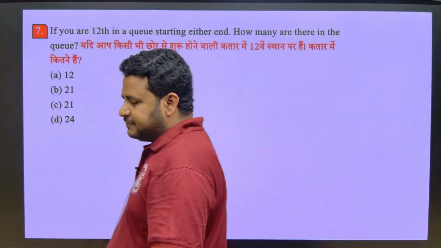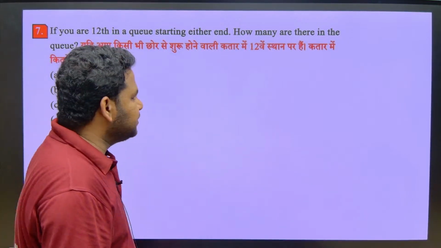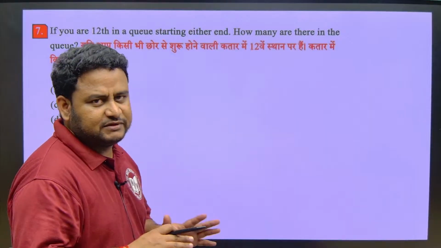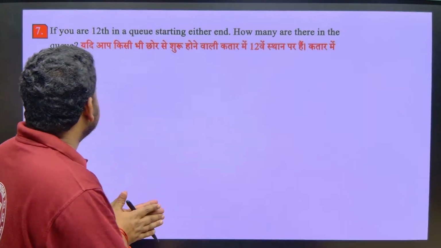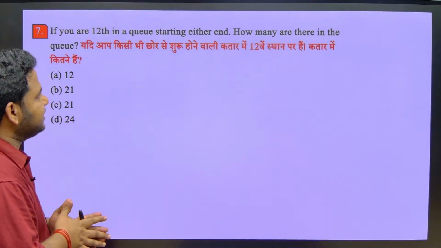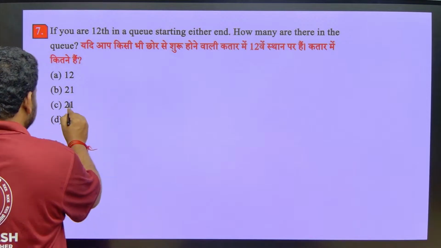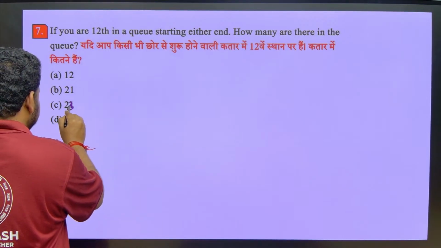This is a very tricky question, but actually we are using the same concept. They have given the wordings in a different way. They are playing with the words. Now listen to what they are telling. If you are 12th in a queue starting from either end, how many are there in the queue? One of the options should be 23 here.